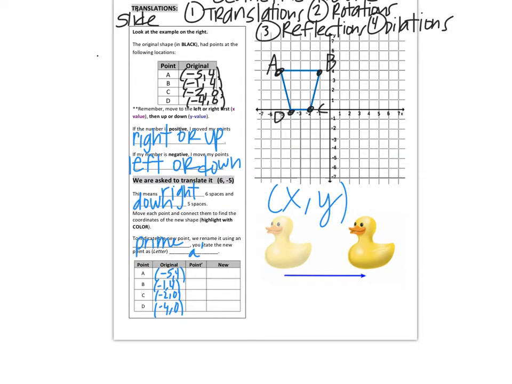Okay, so now let's label A prime, B prime, C prime, and D prime. So the rule was we're taking this shape right 6 units, down 5. A couple different options. One is to count the spaces. So go 1, 2, 3, 4, 5, 6, and then down 5. 1, 2, 3, 4, 5. So C prime is going to be at 4, negative 5.